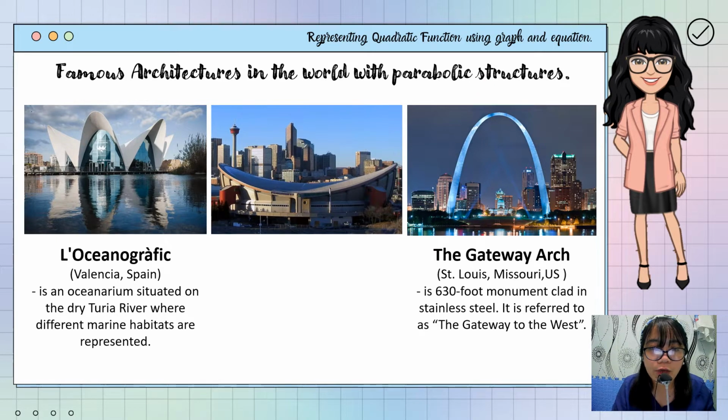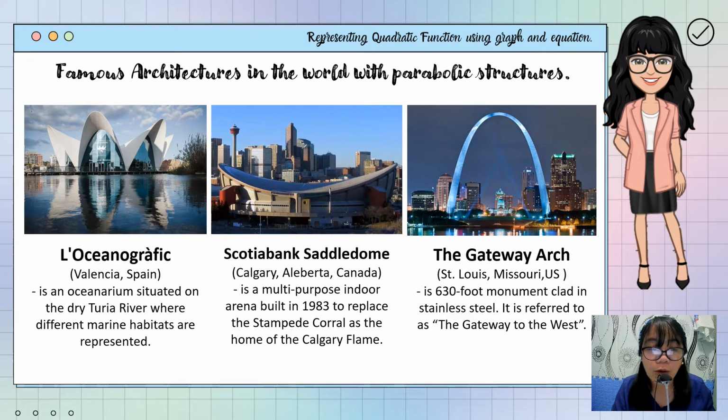And then we also have the Gateway Arch in St. Louis, Missouri, US. So it is a 630-foot monument clad in stainless steel. It is referred to as the Gateway to the West. And then we also have the Scotiabank Saddledome in Calgary. It is a multi-purpose indoor arena built in 1983 to replace the Stampede Corral as the home of the Calgary Flames. So these are some of the architectural places wherein the structure is in parabolic shape.